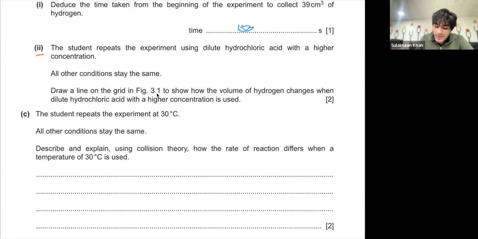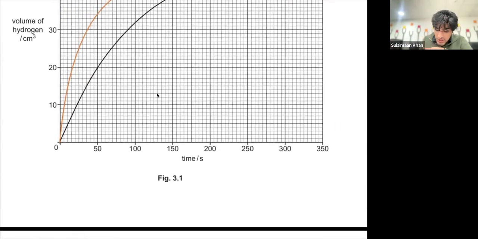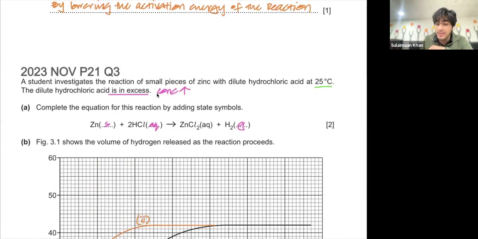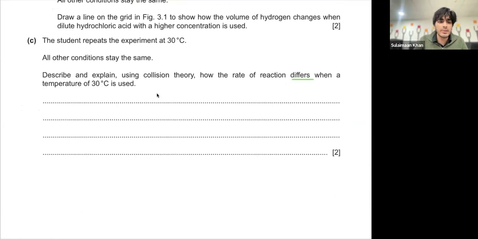मतलब इस पेपर में सब कुछ रिपीट है यार, खुदा की कसम. ये देखें, all other conditions remain. Describe and explain using collision theory how rate of reaction differs. How does it differ? It didn't tell you increase or decrease. It says how does it differ when a temperature of 30 degrees Celsius is used. Now look at this. Initially, what was the temperature used? 25 degrees Celsius. Now it's 30. So what have you done? You've increased the temperature.